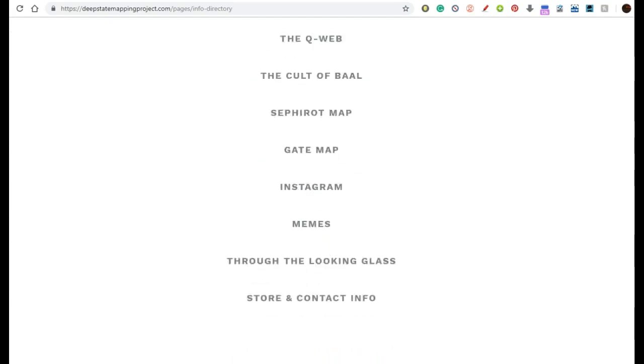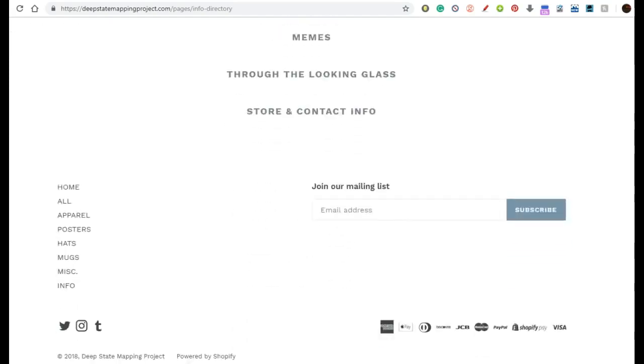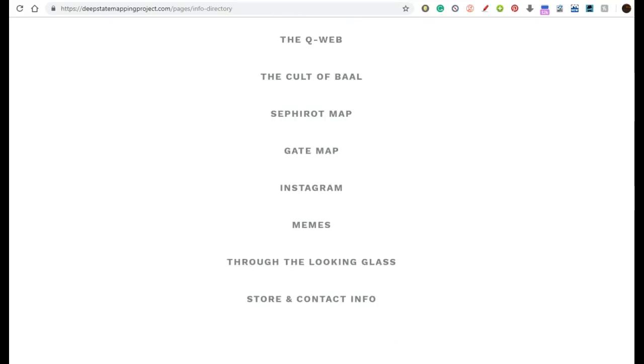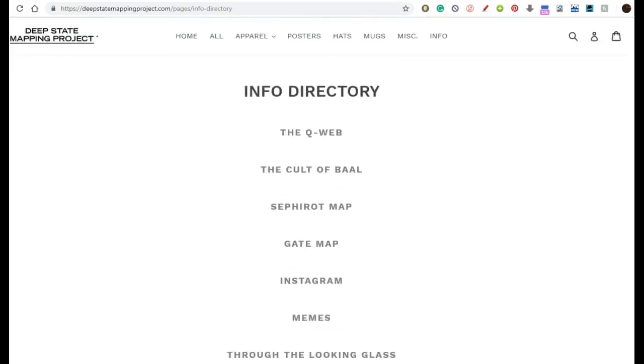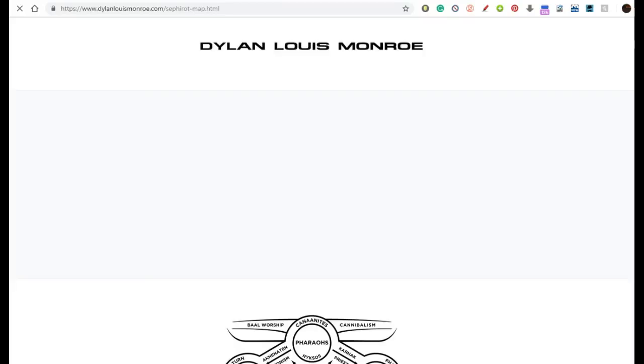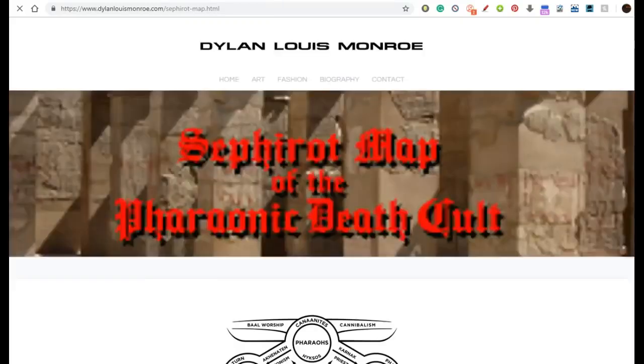There's a page for the Q web, a page for the Sephiroth map, and a page for the Cult of Baal map. And you'll find that essay again on the Sephiroth map's page. There's also a lot of other information on there, like pictures of my development process and early versions of the artwork, like different components of the artwork.